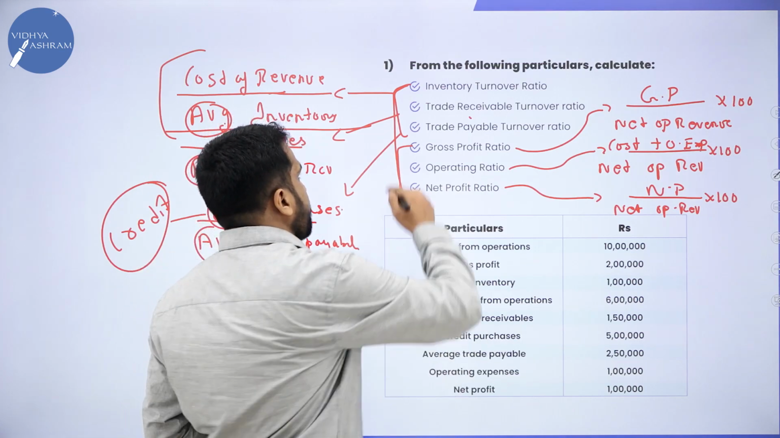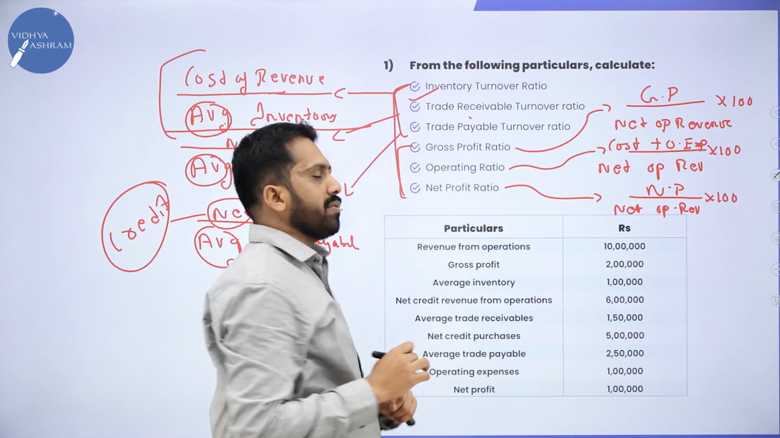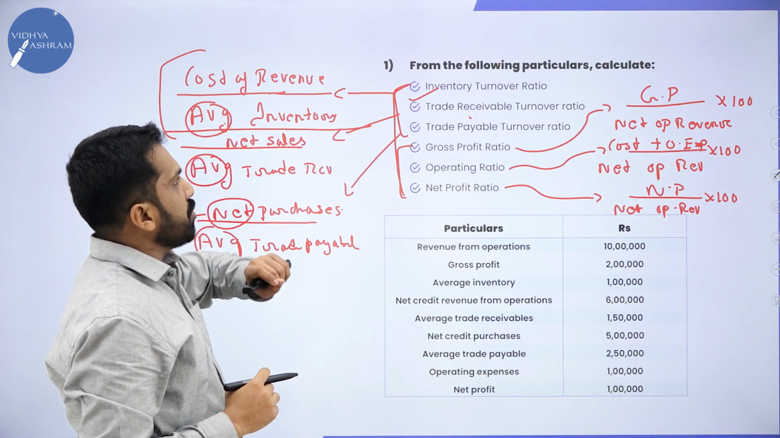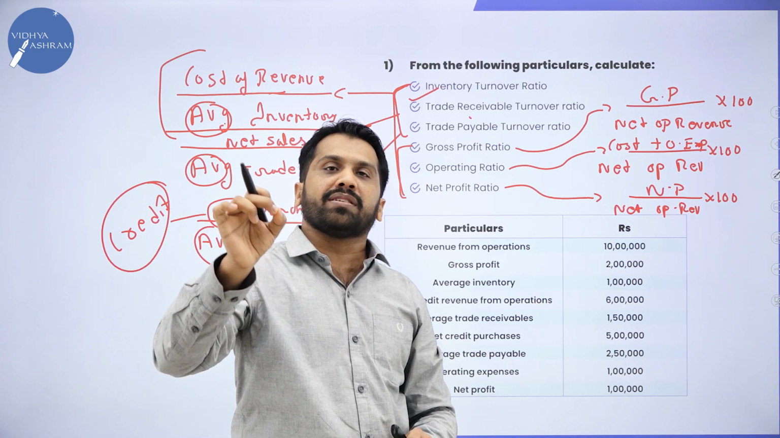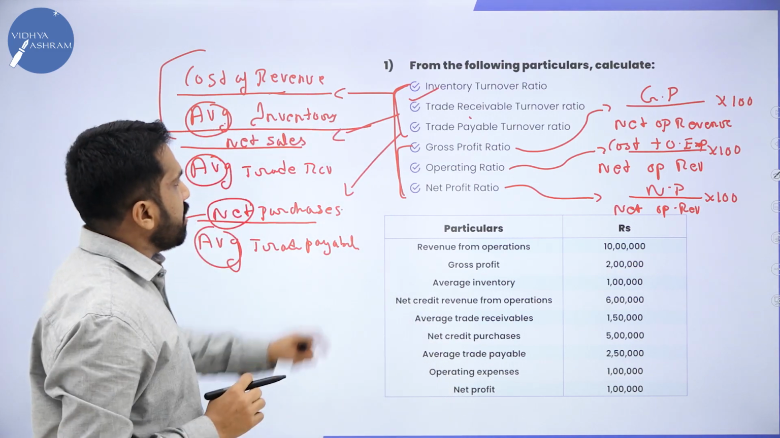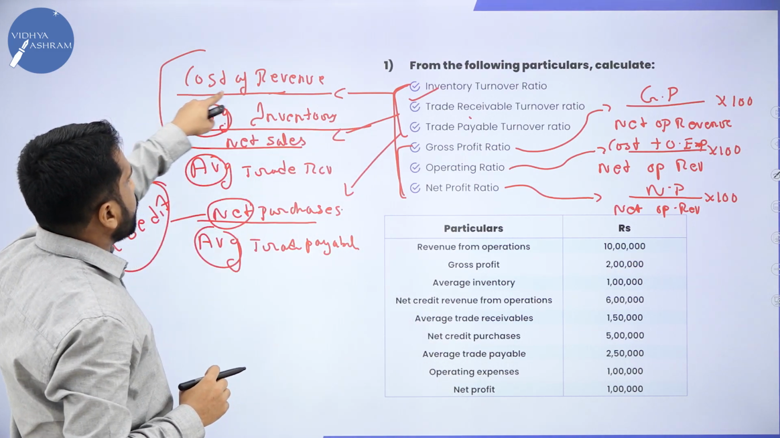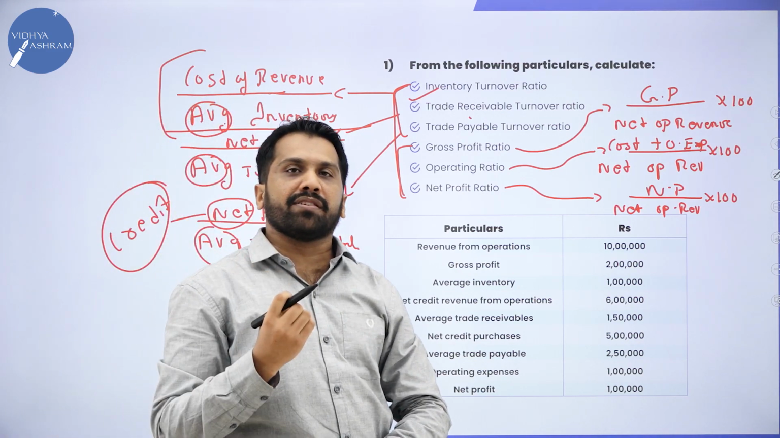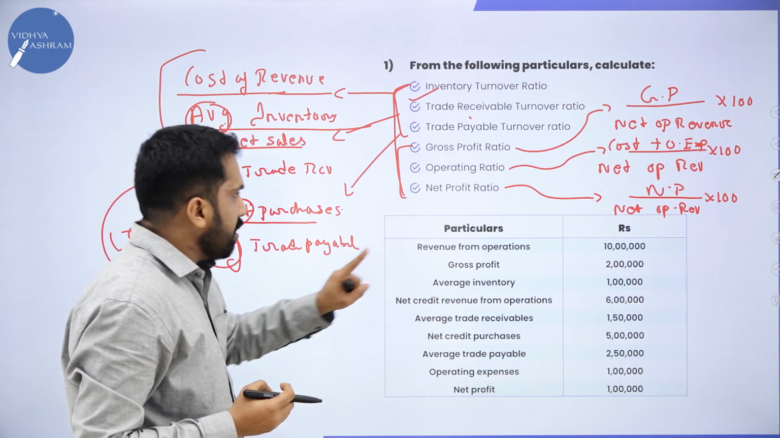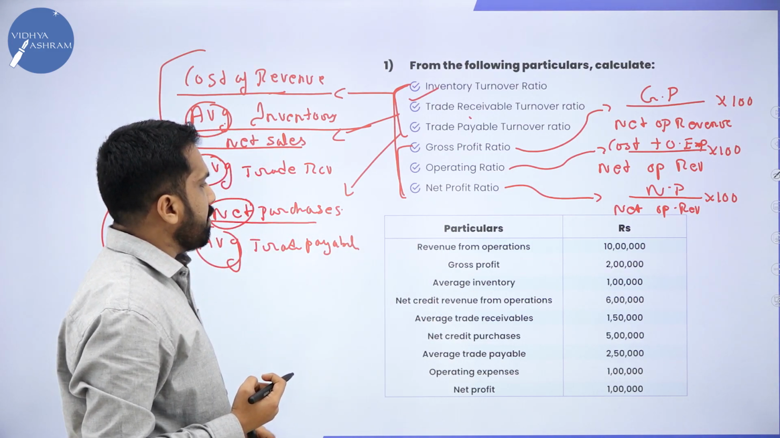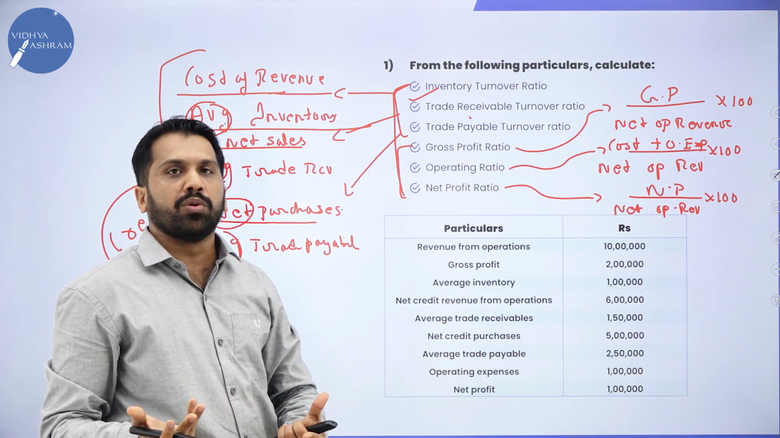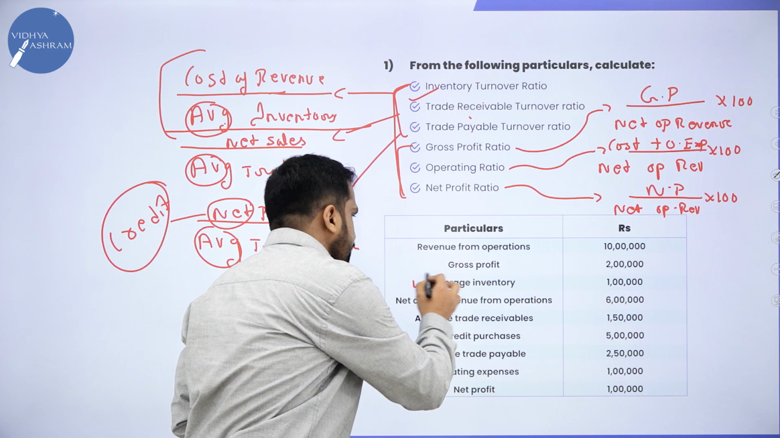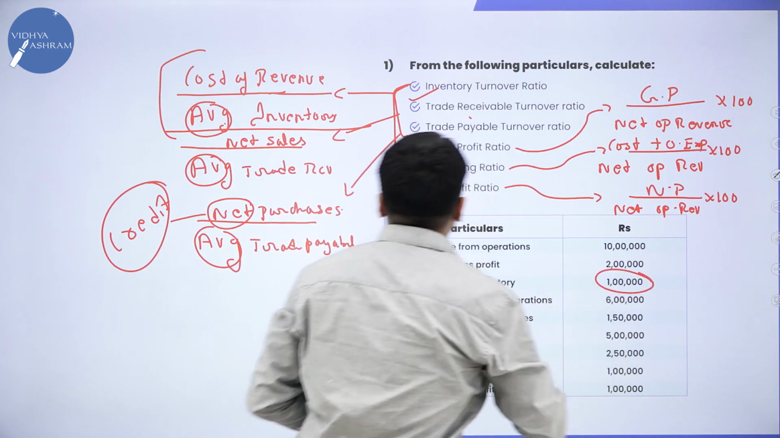Now, what is the first one? Inventory turnover ratio. We'll work out one by one. What is the formula for that? Cost of revenue divided by average inventory. Now, come to your question. Do you have cost of revenue? No. Do you have average inventory? Yes, your average inventory is 1 lakh.